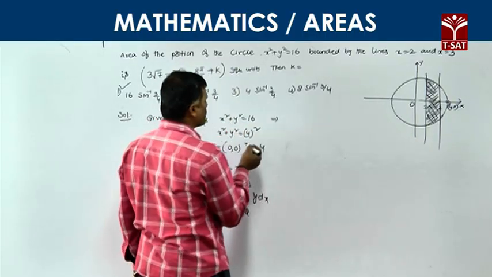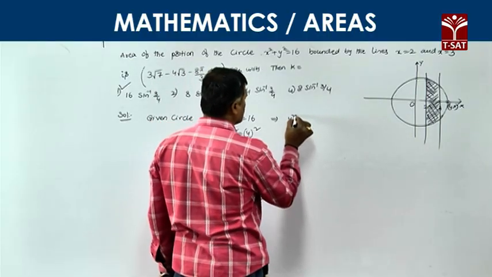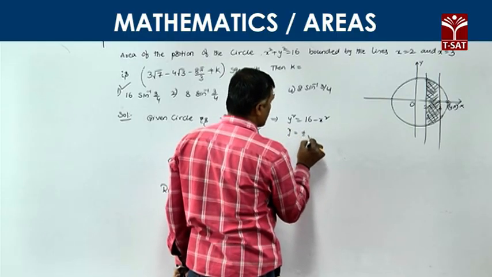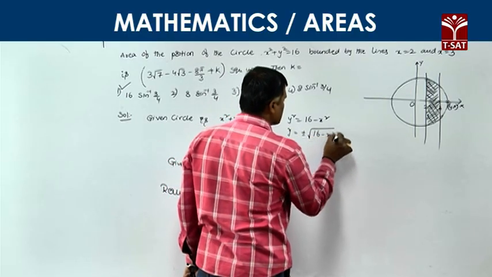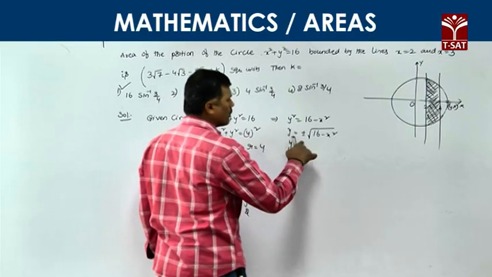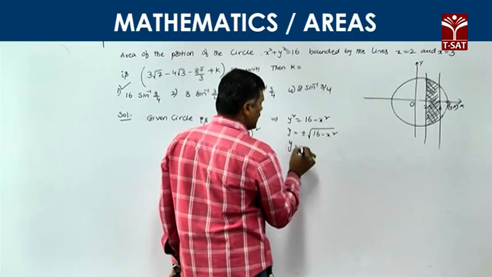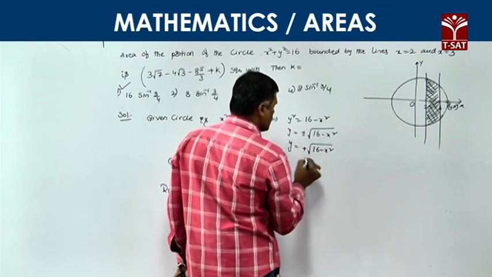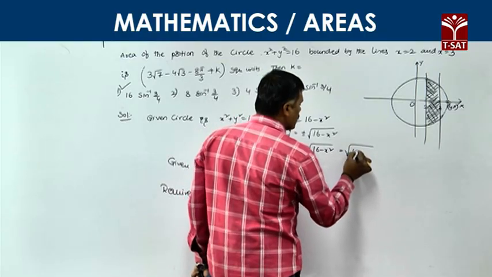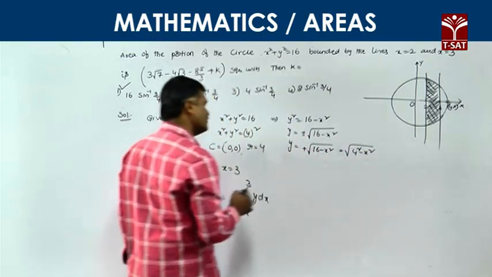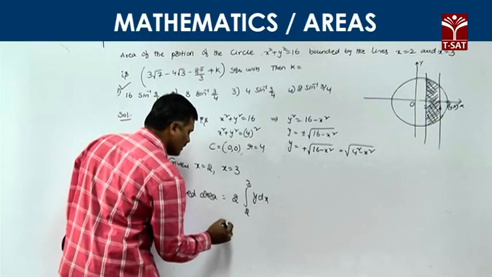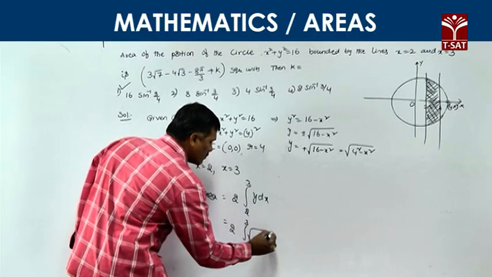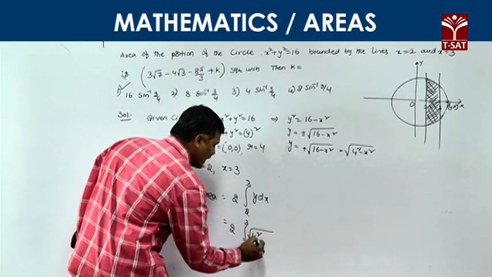From here, x square plus y square equals 16, so y square is equal to 16 minus x square. Then y is equal to plus or minus root over 16 minus x square, but we cannot take a negative value because of the limits 2 to 3. So I can take the positive root 16 minus x square. Again we can write it as 4 square minus x square, the y value. Substitute here into the integral from 2 to 3, the y value is root over 4 square minus x square dx.